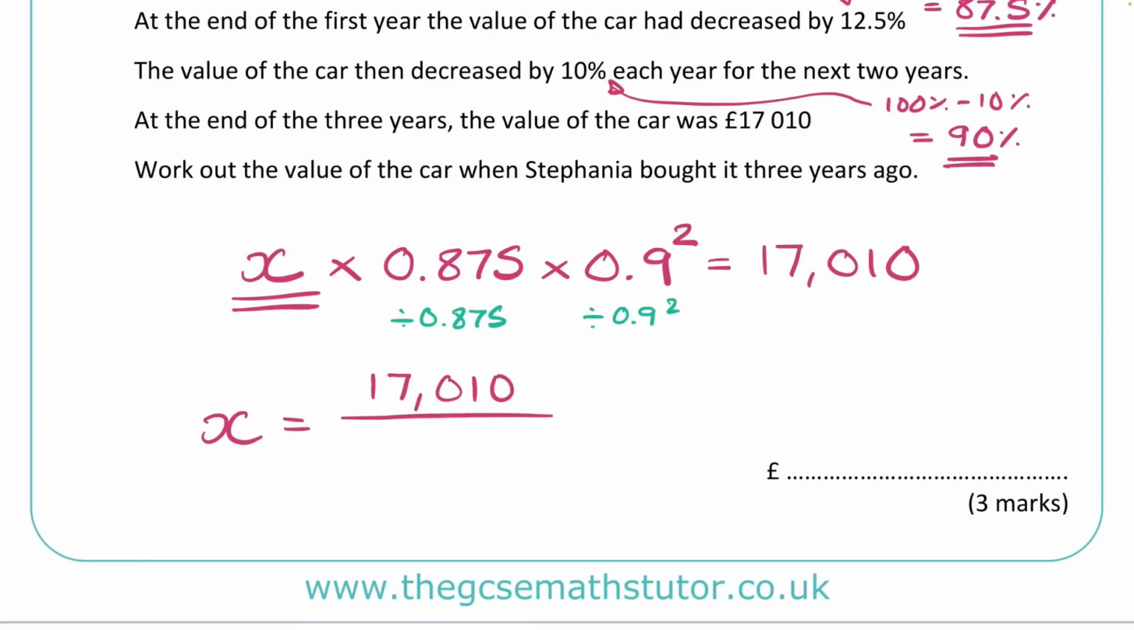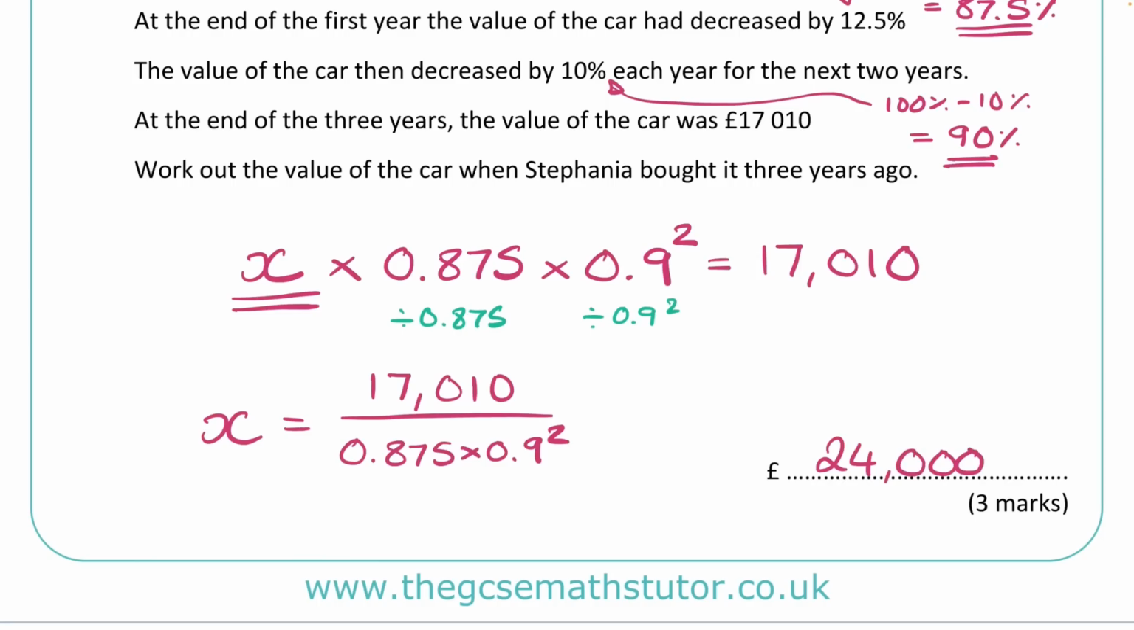£17,010 divided by 0.875 times 0.9 squared. If you're not happy to do that and move it all over in one go, of course you can just divide each piece over individually, but if you're happy to just jump everything underneath there, it's going to save you a little bit of time. And if we type that all into the calculator, we get £24,000.